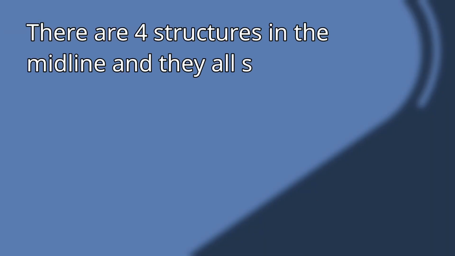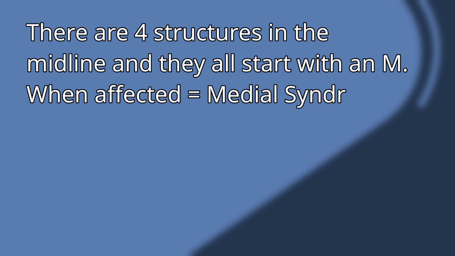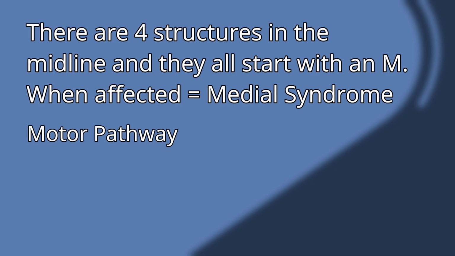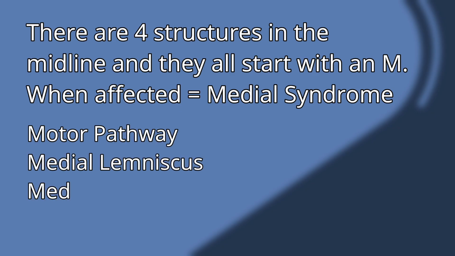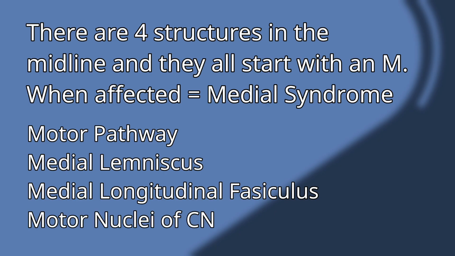Now, with that out of the way, let's talk about the first phrase in the Rule of Fours, which goes like this. There are 4 structures in the midline and they all start with an M. When these structures are affected, the result is a medial brainstem syndrome. These are number 1, the motor pathway, number 2, the medial lemniscus, number 3, the medial longitudinal fasciculus, and number 4, the motor nuclei of some cranial nerves.